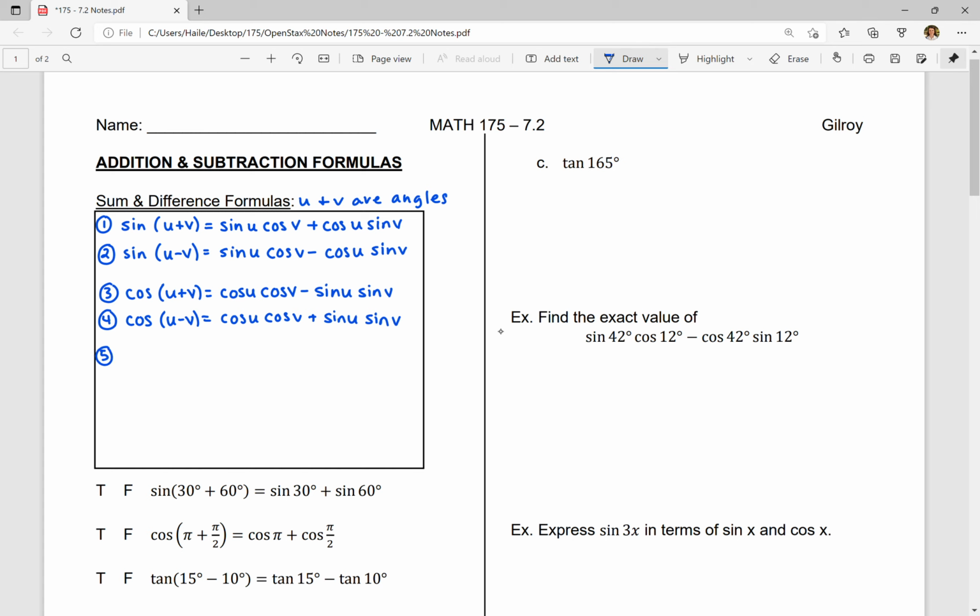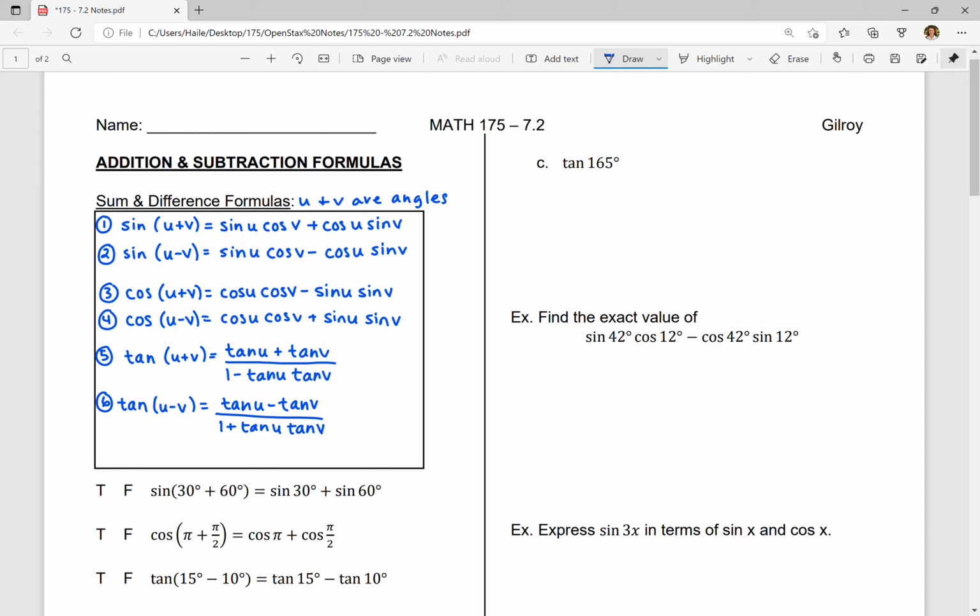And then finally, we're going to have our two tangent formulas. So number 5, we have tangent of U plus V is equal to tangent of U plus tangent of V divided by 1 minus tangent of U times tangent of V. And then finally, we're going to have the tangent of a difference. So tangent of U minus V is equal to tangent of U minus tangent of V all over 1 plus tangent of U times tangent of V.